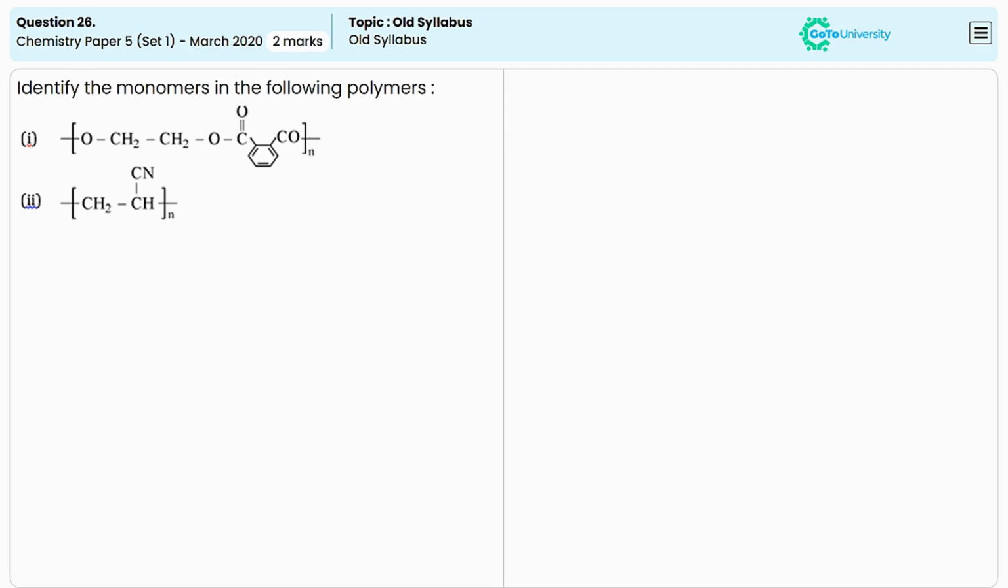In this question, two polymers are given. We need to identify the monomers of the given polymers. Let's come to the first one.